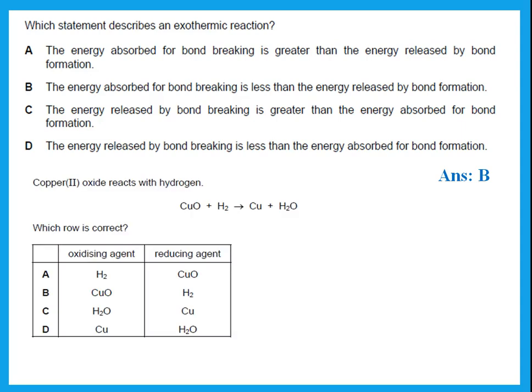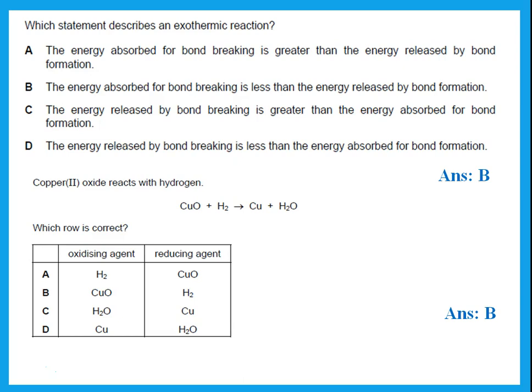Copper 2 oxide reacts with hydrogen. Which row is correct? Which one is the oxidizing agent? So we said the oxidizing agent is the one that has been reduced. Which one has been reduced? You should realize that the copper oxide lost its oxygen. So the copper oxide is the one that has been reduced. So it is the one that is acting as an oxidizing agent.